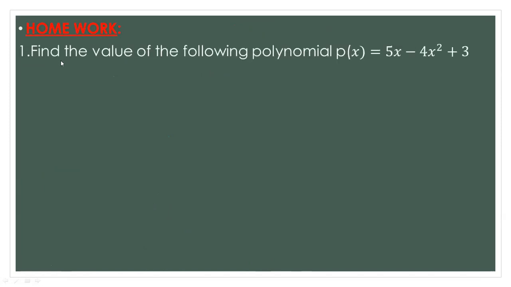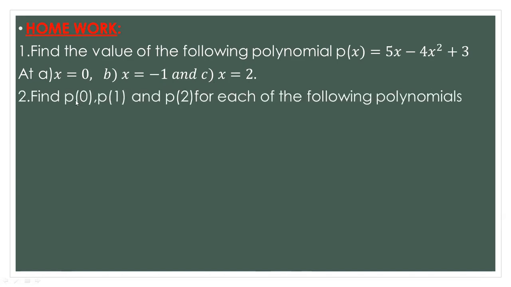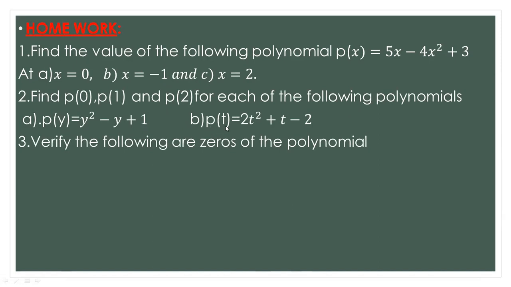Okay, all right. First one is find the value of the following polynomial p of x is equal to 5x minus 4x square plus 3. In the first case, x is equal to 0. In the second case, x is equal to minus 1. And third case, x is equal to minus 2. Second question, find p of 0, p of 1 and p of 2 for each of the following polynomials. In this, first one, p of y is equal to y square minus y plus 1. Second one is p of t is equal to 2t square plus t minus 2.